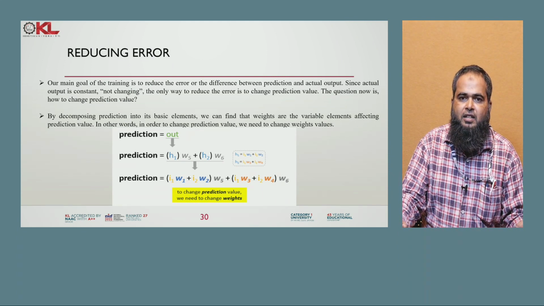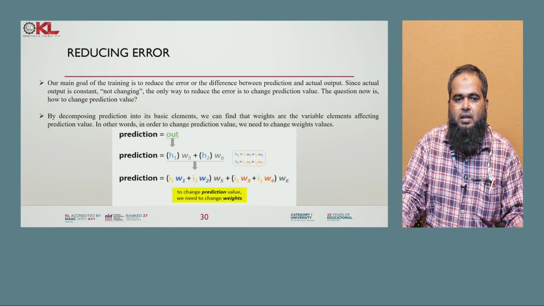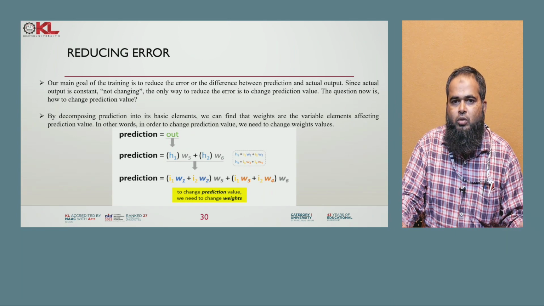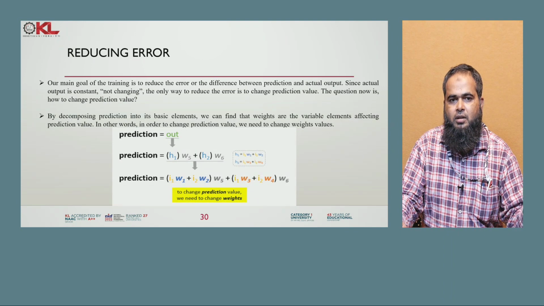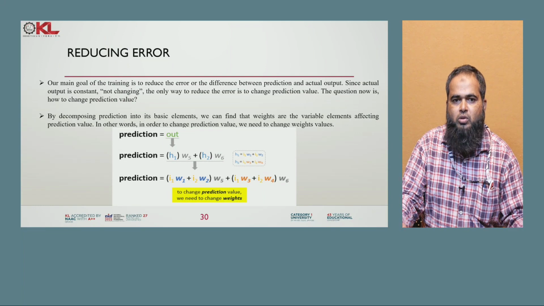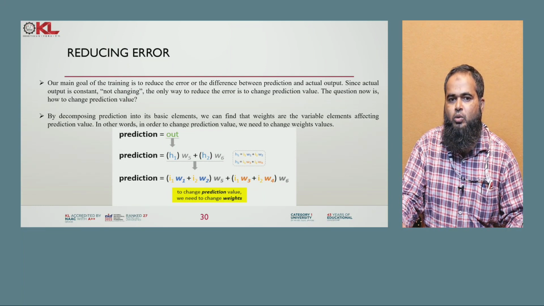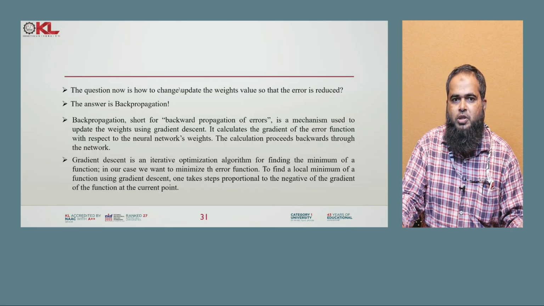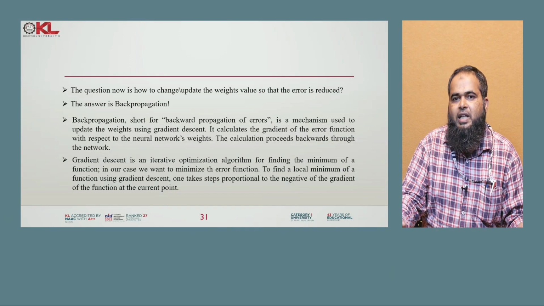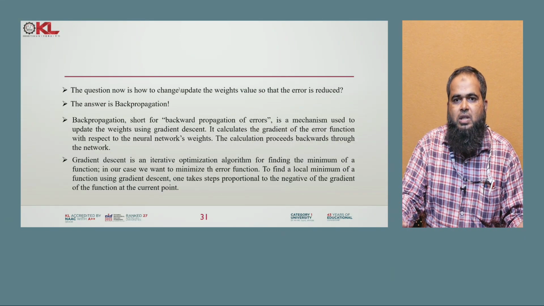We can find that the weights are the variable elements affecting the prediction value, which means we have to change the prediction value according to the weight values. The prediction is the output, that is 0.191, and here we have to break down the values to change the prediction. So, we need to change the weights W1, W2, W3, W4, W5, W6, each and every weight. So, how can we update the weights so that they reduce the error? The answer is backpropagation.